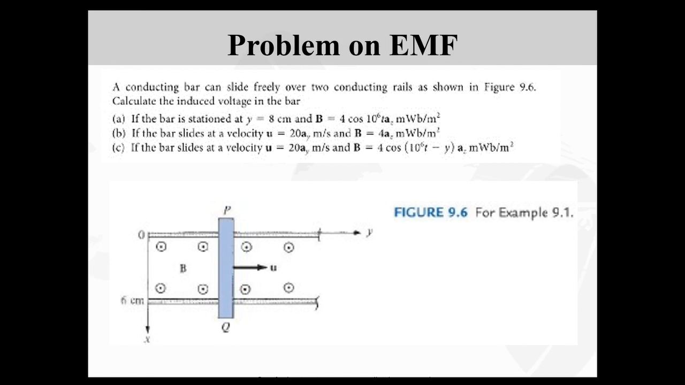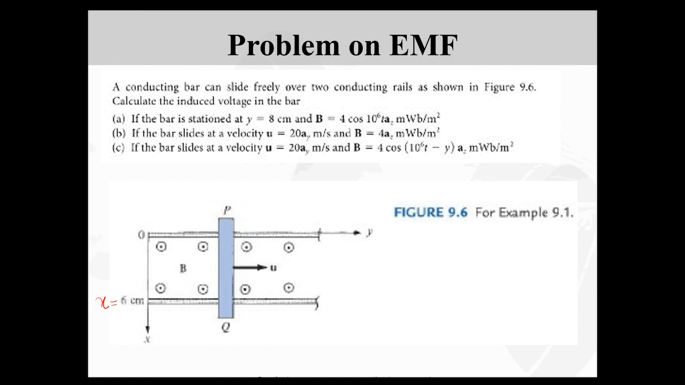So here, coming to the problem on EMF, we have a conducting bar existing from point P to point Q, which is placed along the x-axis and parallel to the x-axis across two conducting rails, which are oriented along the y-axis. The bar slides over the two conducting rails separated by a distance x equal to 6 centimeter, and moves with a velocity u in the direction y, and there is an applied magnetic field B, which is pointed inwards in this particular case, which is in the z direction.